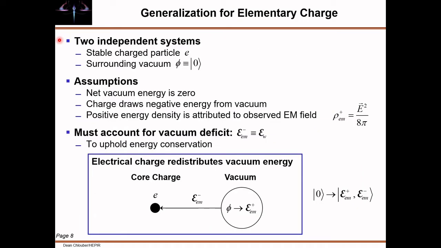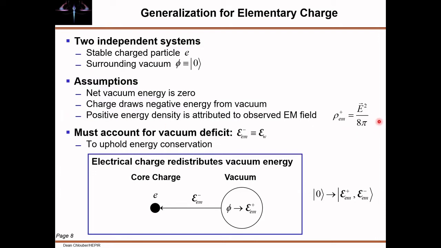Now let's try to generalize this idea for an elementary point charge. We have two independent systems, a stable charged particle E and the surrounding vacuum phi. And we'll assume that the net vacuum energy is zero. The charge draws negative energy from the vacuum, which is an equivalent way of looking at it. And the positive energy density in the surrounding region is attributed to the observed EM field.